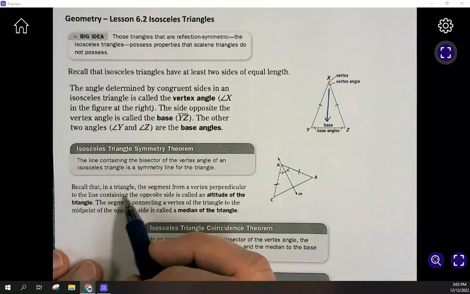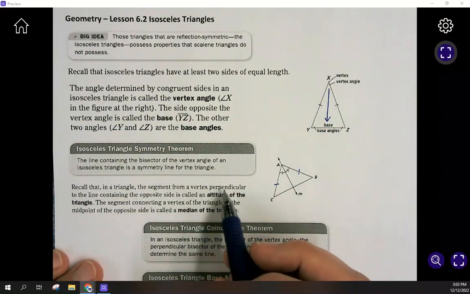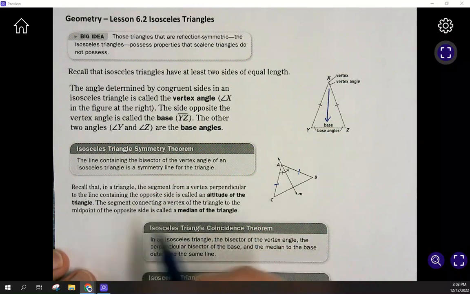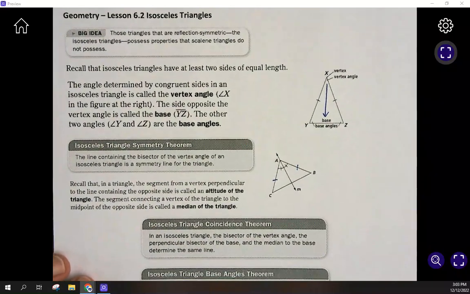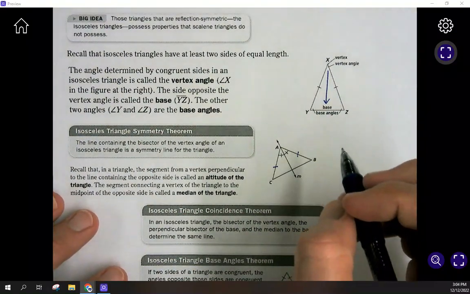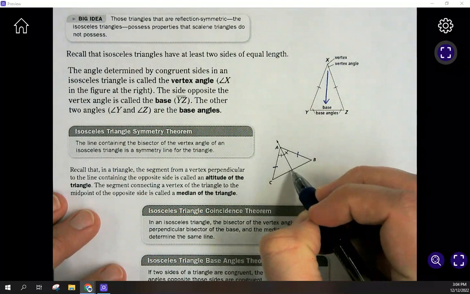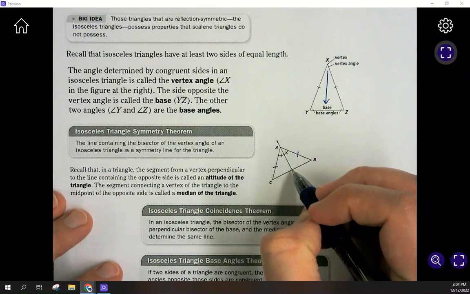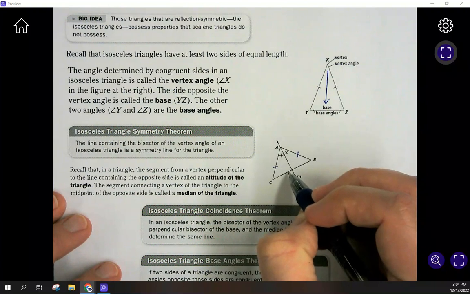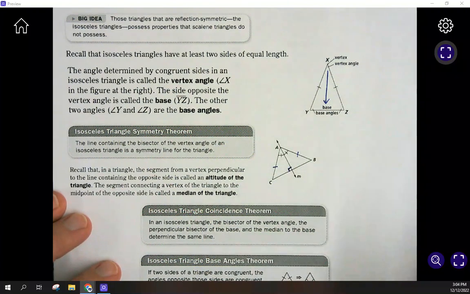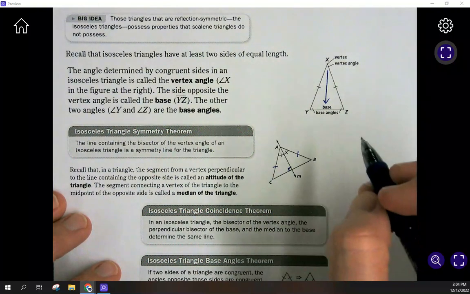So recall that in a triangle, the segment from a vertex perpendicular to the line containing the opposite side is called the altitude of the triangle. Now it says recall that. That's not something we've necessarily covered. So let's talk about what that looks like. This, in this case, would be the altitude. It goes from the vertex here to the opposite side, and it's going to be 90 degrees to the other side. That's going to be called the altitude.